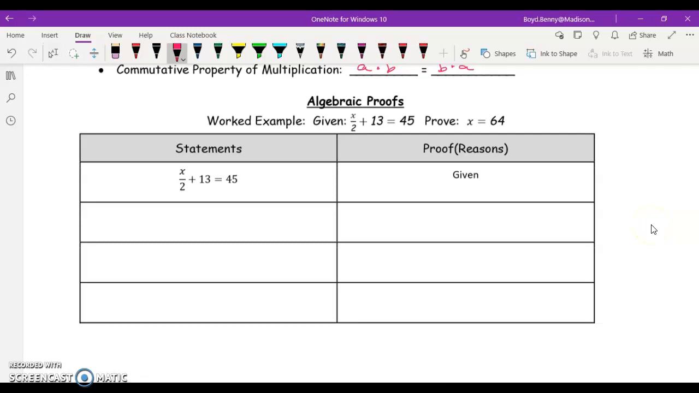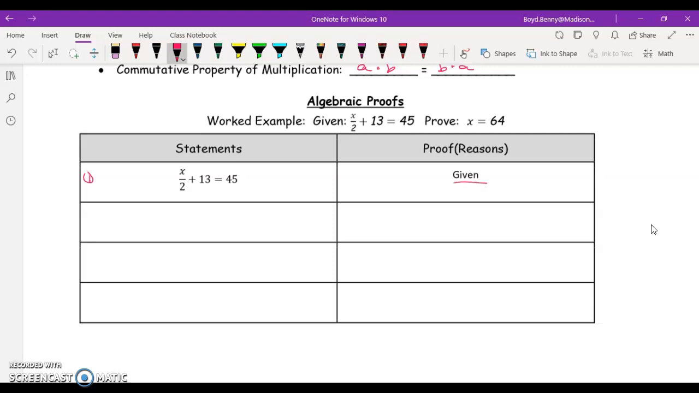All right, moving on to algebraic proofs. So the first line of every proof, whether it's algebraic or geometric, has the given statement on it. So you write the equation that you were given. In this case, it's x divided by 2 plus 13 equals 45. We're asked to prove that x equals 64 using our properties. The reason that I give for writing that down is that that's what was given to me.